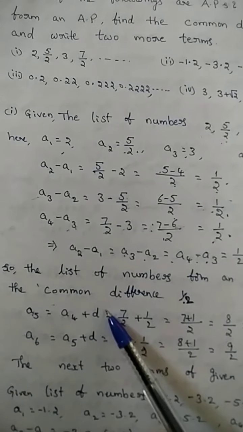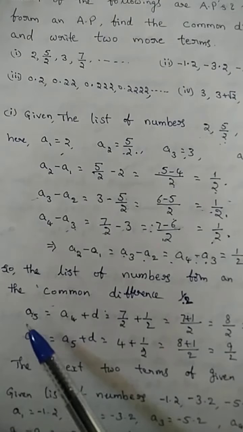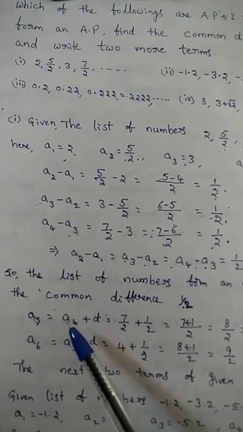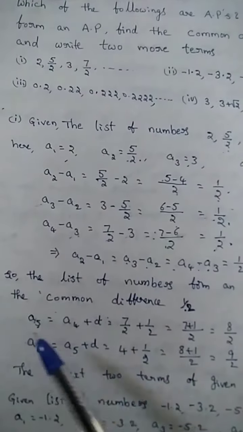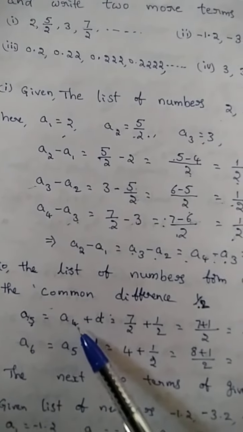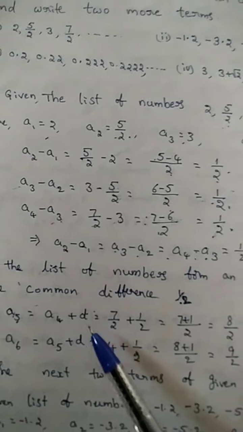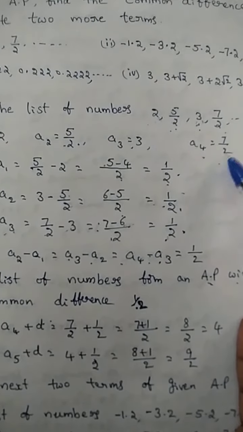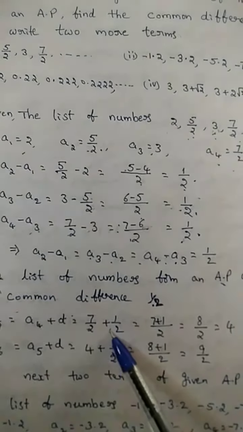Common difference is added to its preceding term, then automatically we are getting the next term. So the common difference d is added to the preceding term of the required term. The required term is the fifth term, then its preceding term is the fourth term. a4 plus d. a4 is 7 by 2, so it is 7 by 2 plus 1 by 2.